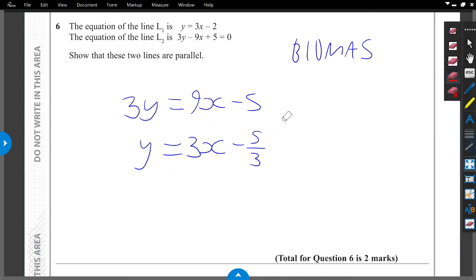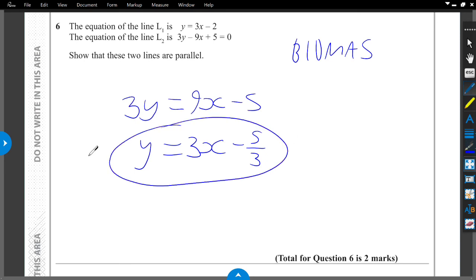Now it's worth making a statement that they are parallel and explain that both of the gradients are 3. Otherwise you haven't really properly answered the question. Because what is this showing? You haven't really explained what's going on here.